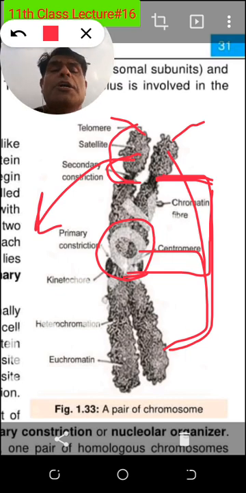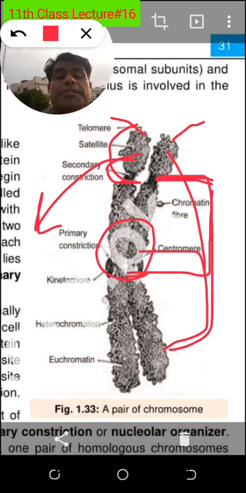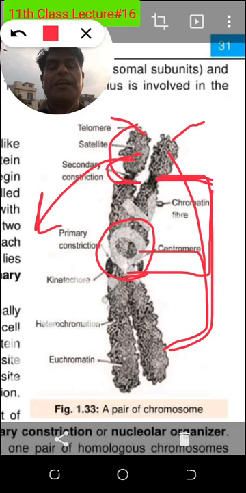So the end part of the chromosome will be called the telomeres, and telomeres will repel each other. I am just revising. They repel each other in such a way that both chromatids will not combine.